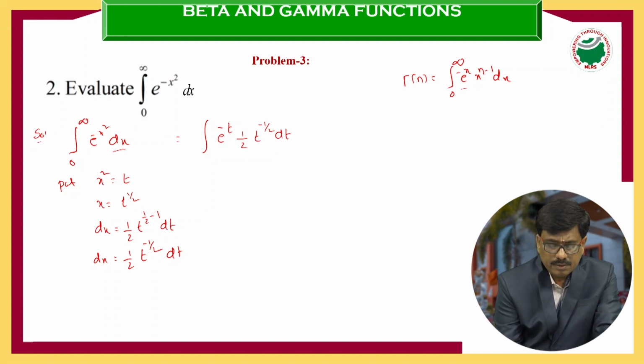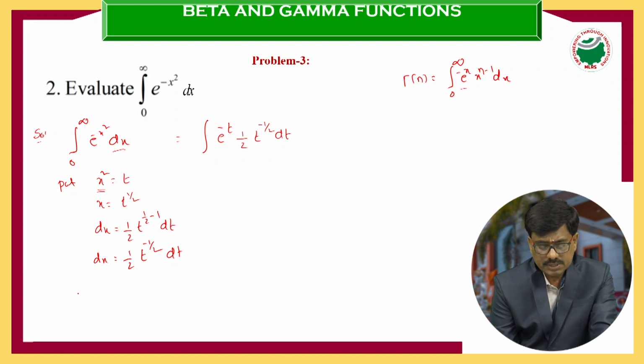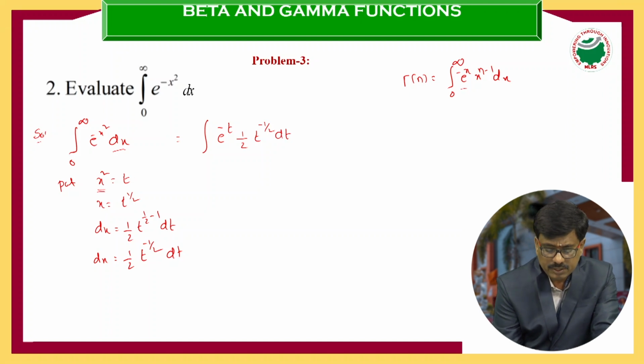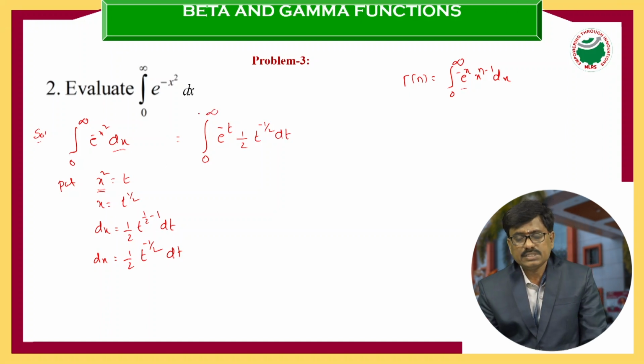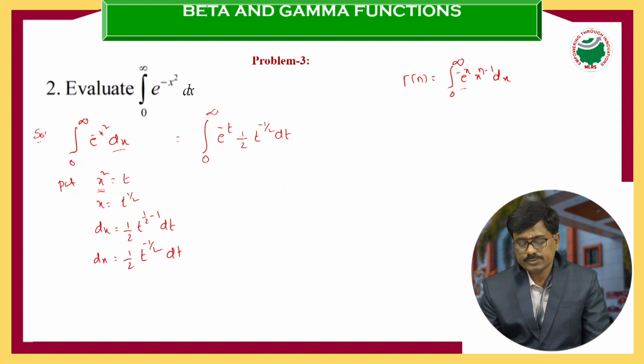The question limits: x is 0, x is how much? Infinity. Suppose x value I can substitute here 0 square. What is 0 square? It is 0. What is t value becomes in this case? 0. Then t is infinity, here t is x square, x square is infinity, then t becomes what? Also infinity. Now the limits are transformed in terms of t values.